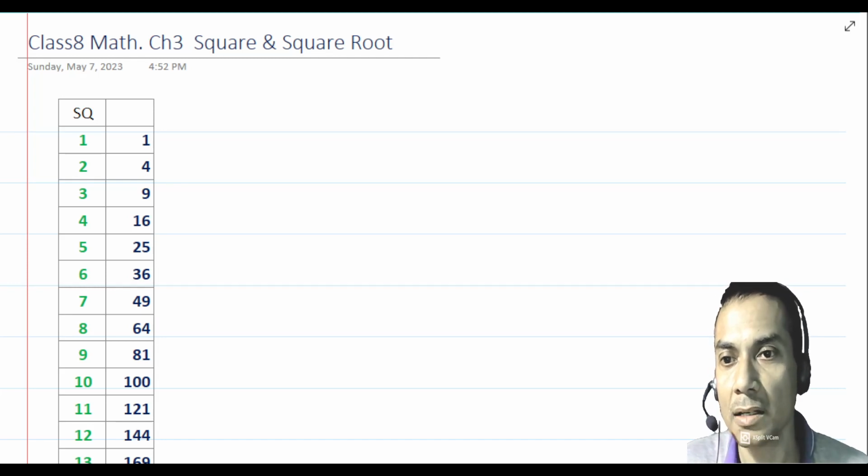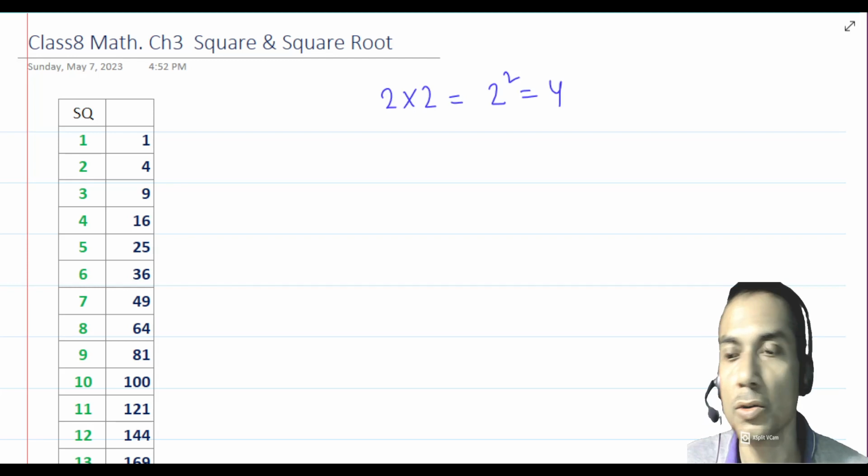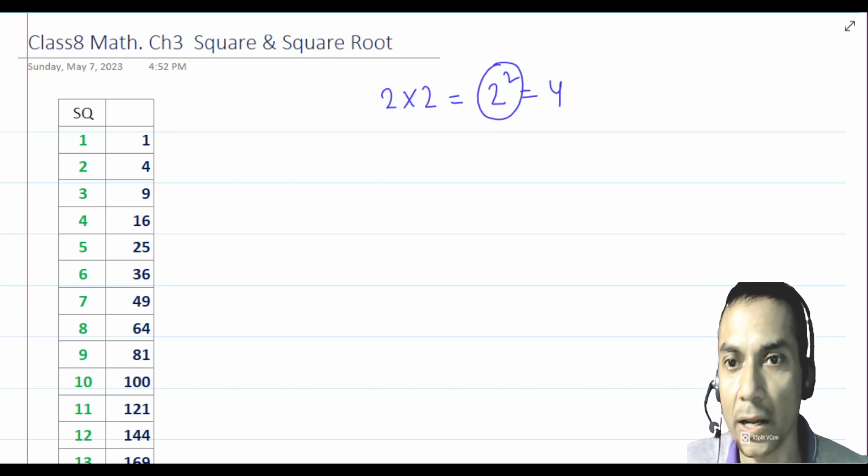Square means if we multiply the same number, then we get the square of that number. For example, 2 into 2 is equal to 2 square is equal to 4. So 2 square, you can say that it is a square of 2.